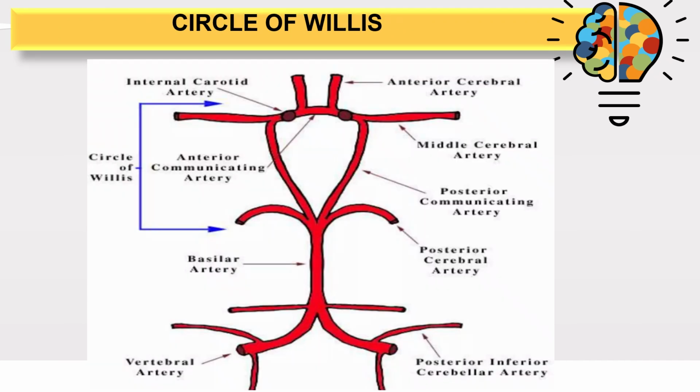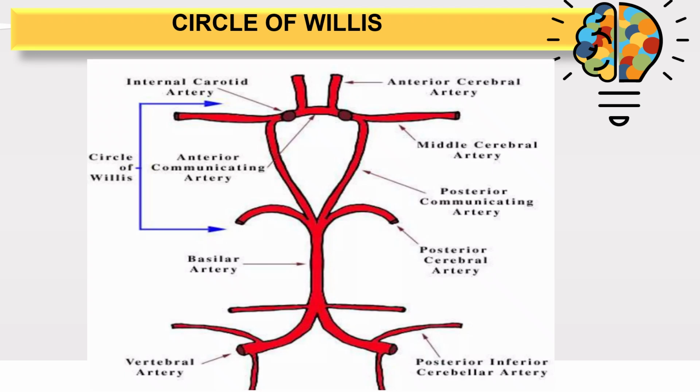Now, this is very important to know, that is the circle of Willis. What do you mean by the circle of Willis? It is one of the main arterial supplies to our brain. So, how does the circle of Willis help us? It provides a connection between the anterior and the posterior circulation. So it provides a collateral flow to the affected brain regions.